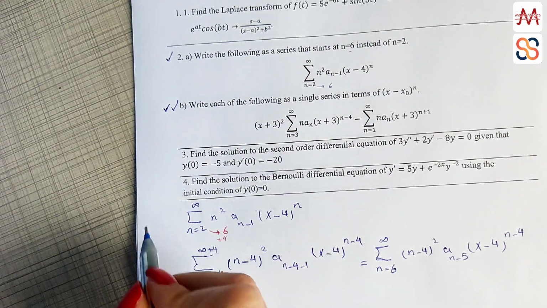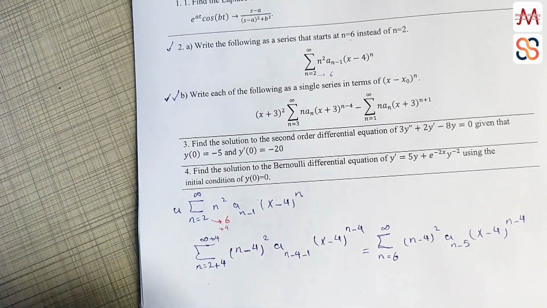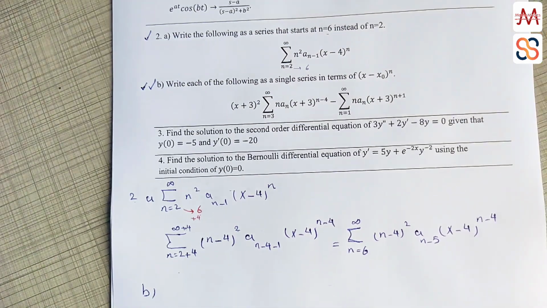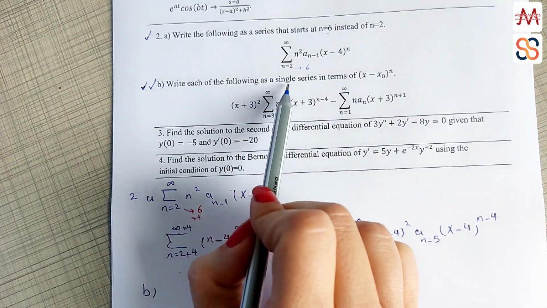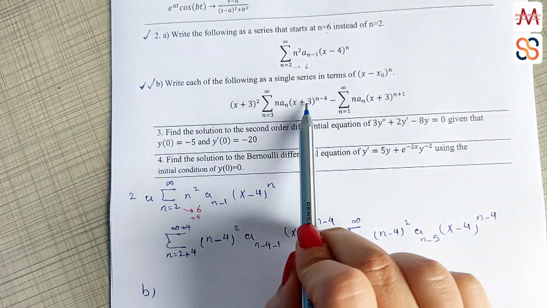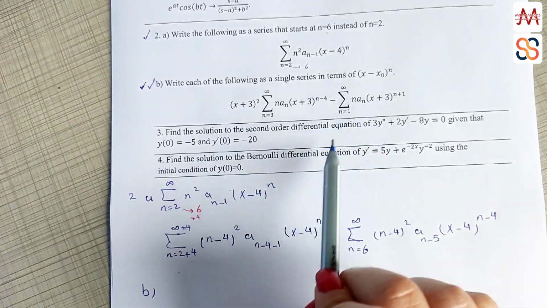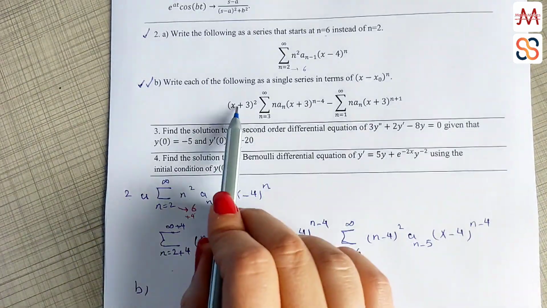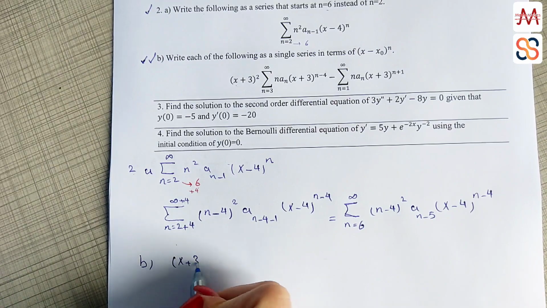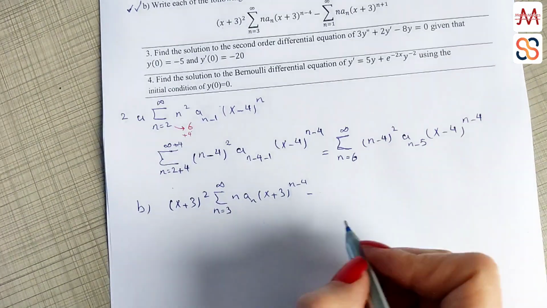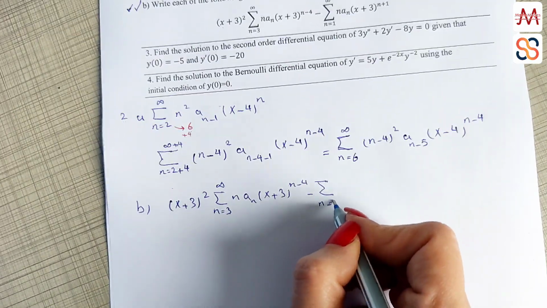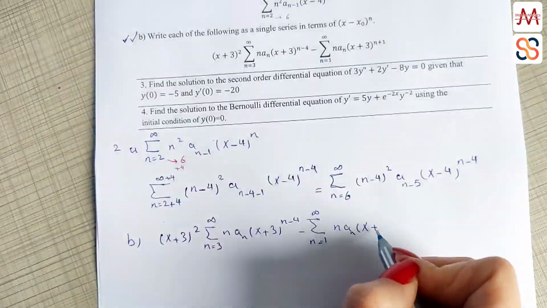In the last steps, the final form of the series will be in the form that I'm writing. Now the second part of the second question. Write the following as a single series in terms of x minus x0 to the n. As it is clear, in this part there are two series and we are asked to combine them, and we are asked for only a single series. Therefore, we must subtract the two series at some point.